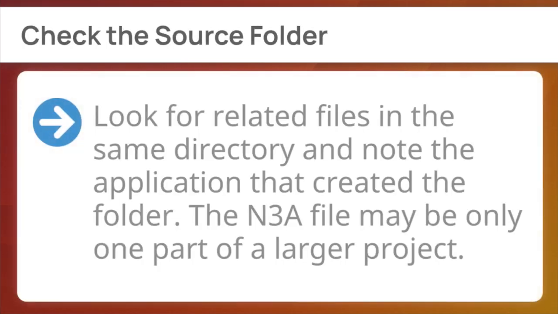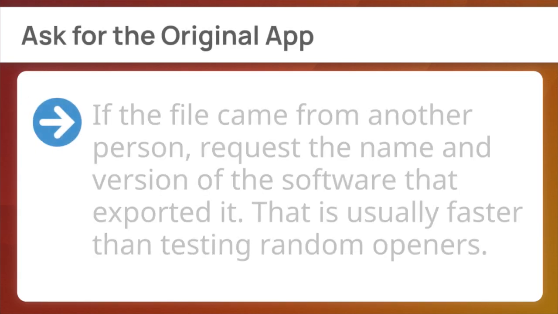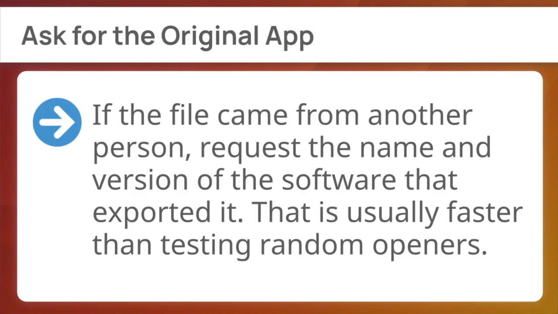First, check the source folder. Look for related files in the same directory and note the application that created the folder. The N3A file may be only one part of a larger project. Next, inspect file contents. Open a duplicate with a text editor or hex viewer to search for readable product names, XML tags, archive headers, or database markers. Finally, ask for the original app. If the file came from another person, request the name and version of the software that exported it. That is usually faster than testing random openers.